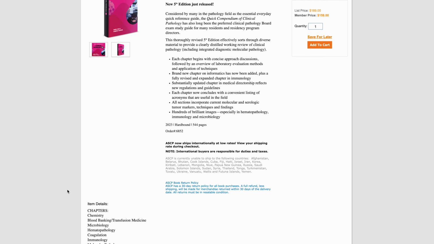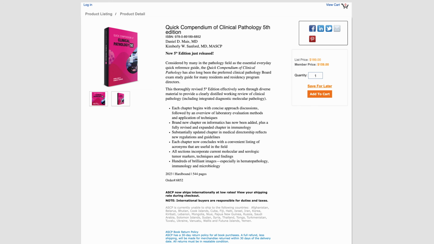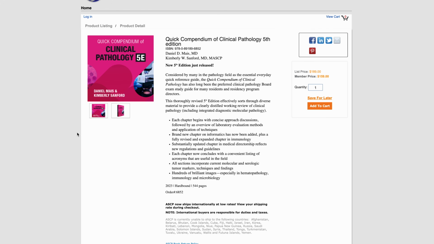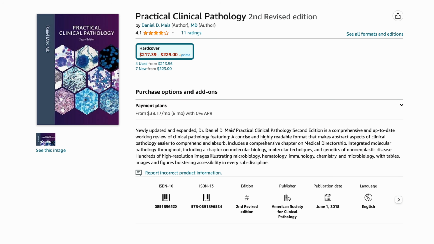This Quick Compendium of Clinical Pathology is a quick reference guide. This is another version of a practical clinical pathology book. I don't have this book, but I saw some of my friends using it and they like it.